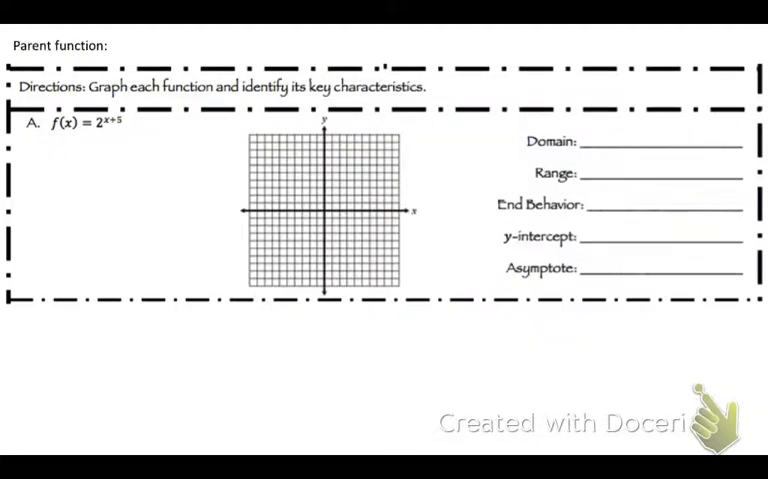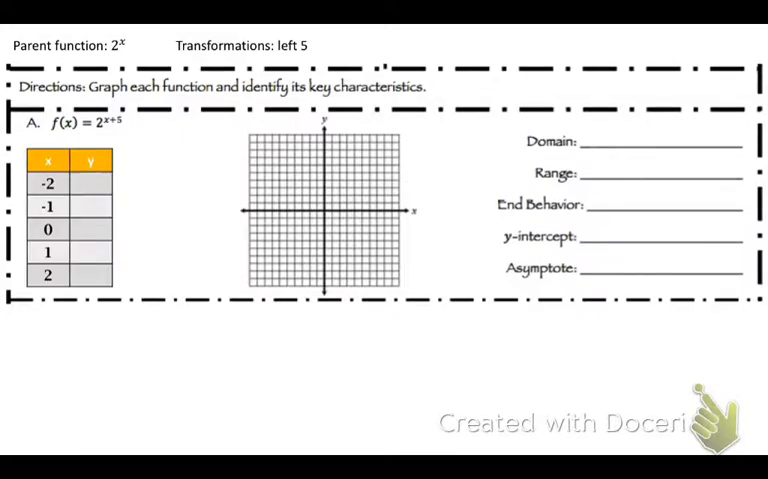Let's look at this example right here. So first, what's our parent function? It's 2 to the x. Transformations, we go left 5. So I'm just going to draw my t-chart, but I'm going to use just 2 to the x power. On the transformations, you don't use the horizontal transformation or the vertical. So your h and your k, ignore that.